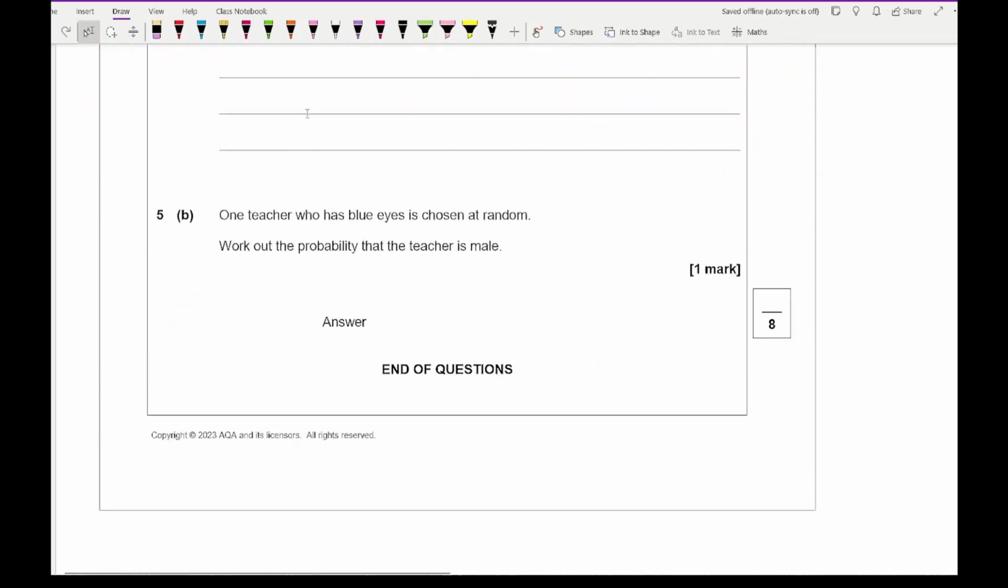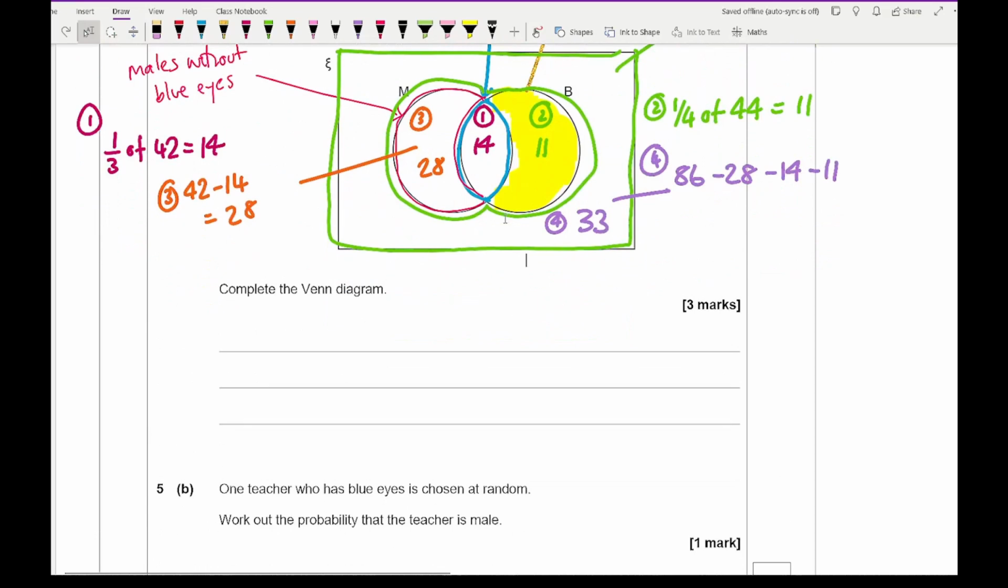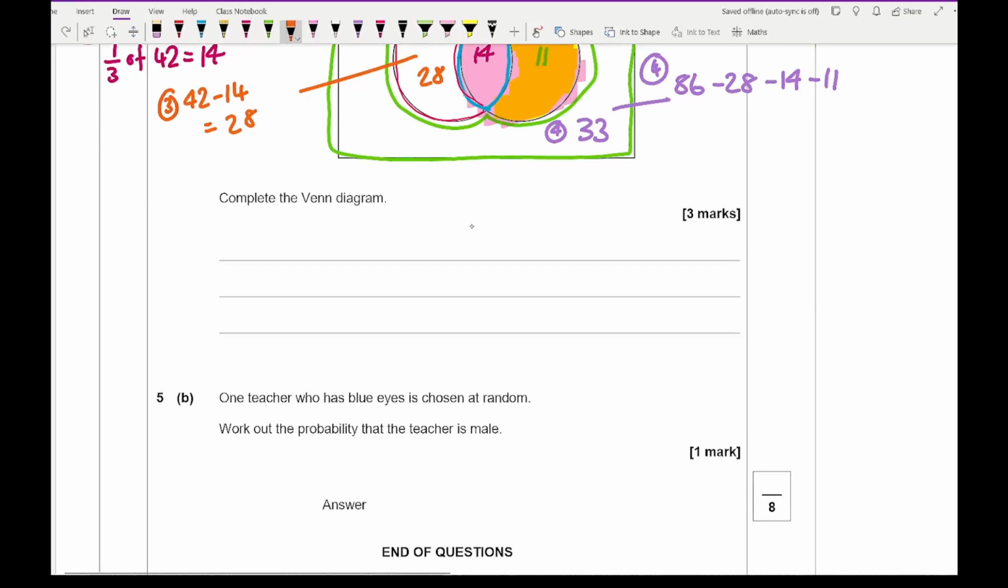And then moving on, it says one teacher who has blue eyes is chosen at random. Work out the probability that teacher is male. Well, for them to have blue eyes, it basically means that they've got to be in this circle. Now in the circle that I've just highlighted, there are 25 in total. And out of that 25, how many of those are male? Well, it's going to be 14. And so my final answer is then 14 over 25. Or you could write it as a decimal, which would be 0.56. So whichever of those answers floats your boat will be absolutely fine.